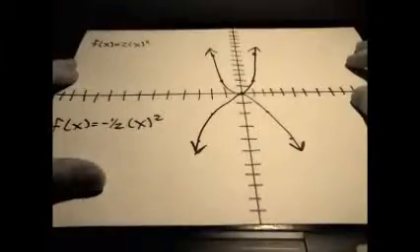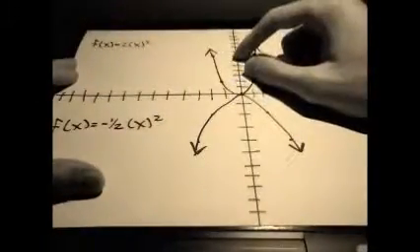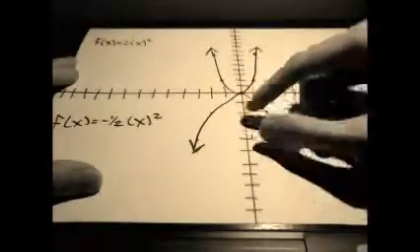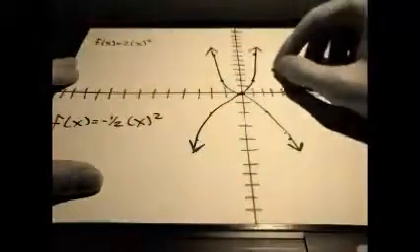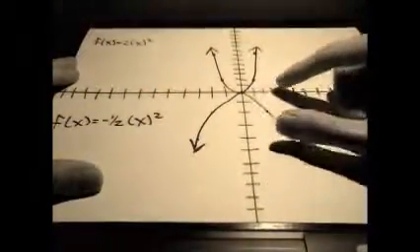Okay? And this is the a value. If the a value is positive, the parabola will open upwards, and if it is negative, it will open downwards. Also, the bigger the a value is, the narrower the parabola becomes, and the smaller the a value is, the wider the parabola becomes.